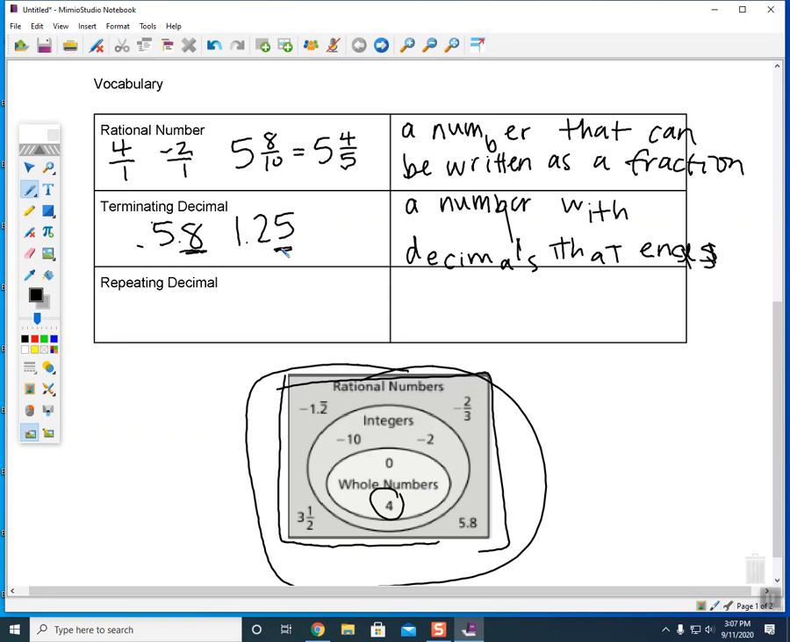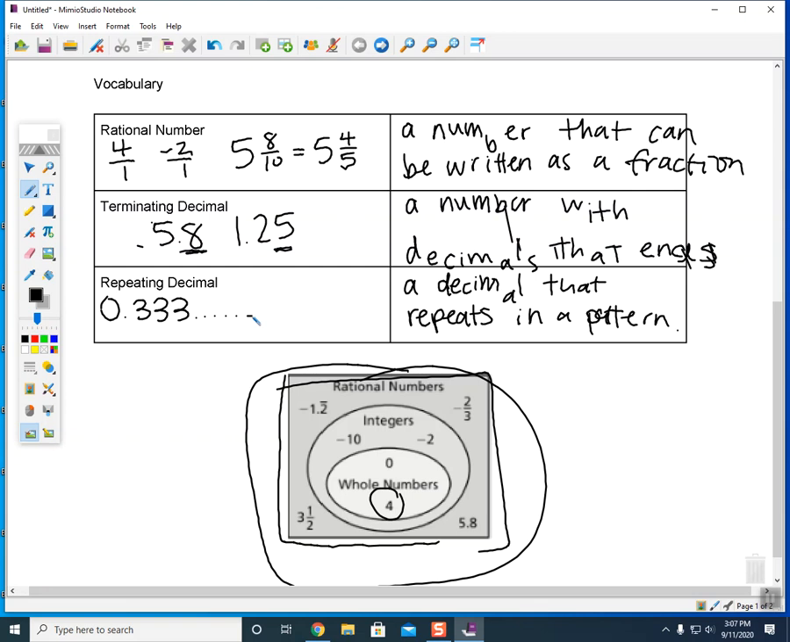Repeating decimal is a decimal that repeats in a pattern. So, if we're looking at a prime example of this, it is 1/3. Okay, if I put 1 divided by 3 in my calculator, it's going to pull up like this. 0.333. It goes on and on and on forever. Okay, that's a repeating decimal. It happens in a pattern.